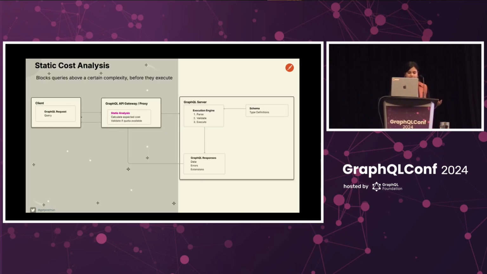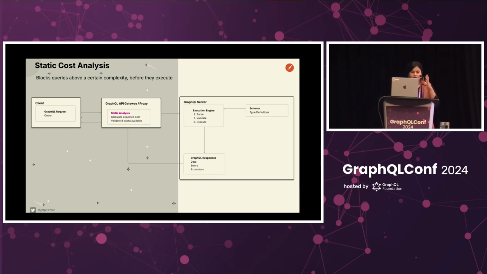There are three techniques I like to think about specifically. The first technique is static query analysis, which prevents servers from executing queries that are deemed too risky. These checks are performed before a query is executed, and the cost is predicted by an upper bound estimate.